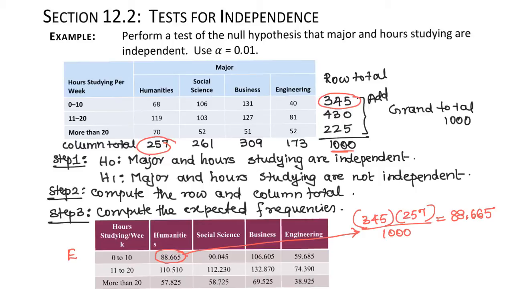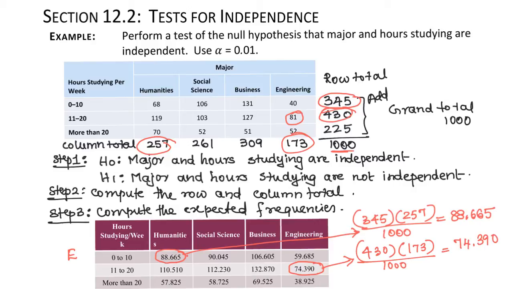Same way, if you want to find the expected frequency in this cell, find the row total and column total corresponding to that cell, multiply those together and divide by the grand total. So 430 times 173 divided by the grand total. So you will get 74.390, like that. Same way, find the expected frequency for each cell.